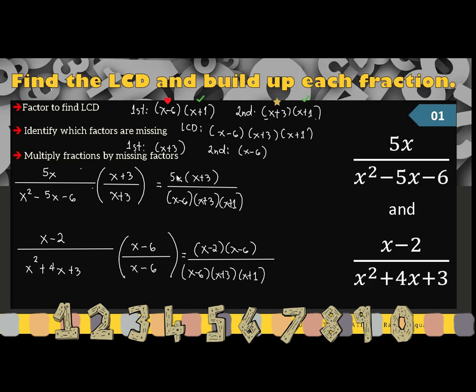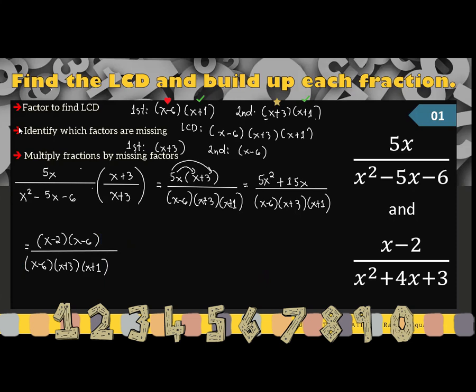To simplify the numerator on the first rational expression, we have to use the distributive property. We have to distribute 5x to both the terms inside the parentheses, x and 3. In this case, 5x times x will give us 5x squared. And 5x times 3 will give us 15x. So this is the simplest form for the first rational expression. Now, let us try to simplify our second rational expression here.